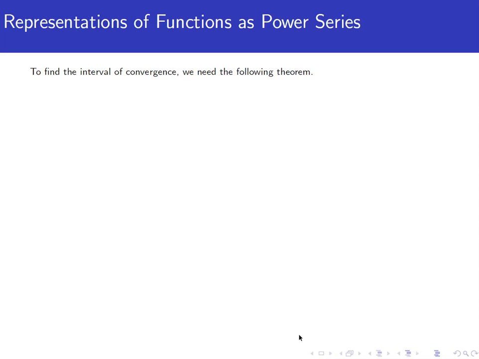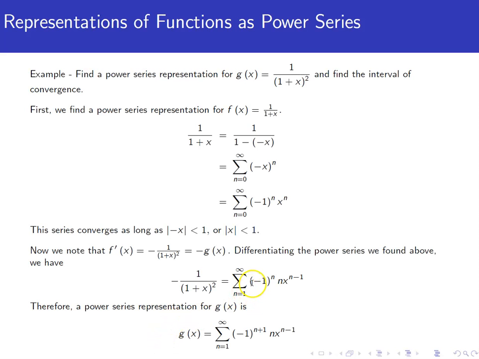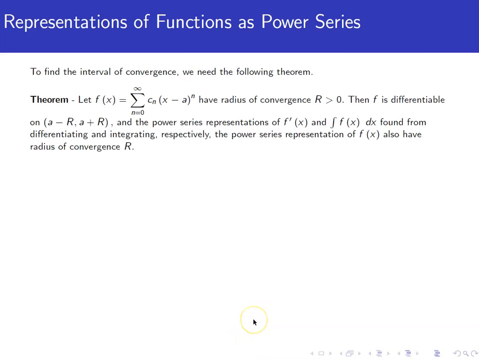All right. We know the radius of convergence. Well, we know when the original power series converge. We don't know anything yet about the derivative. So we need the following theorem. If we have a power series that has a non-zero radius of convergence, then that function is differentiable on the interval a minus r to a plus r, but maybe not at the endpoints. And the power series representations of the derivative and the integral have the exact same radius of convergence.